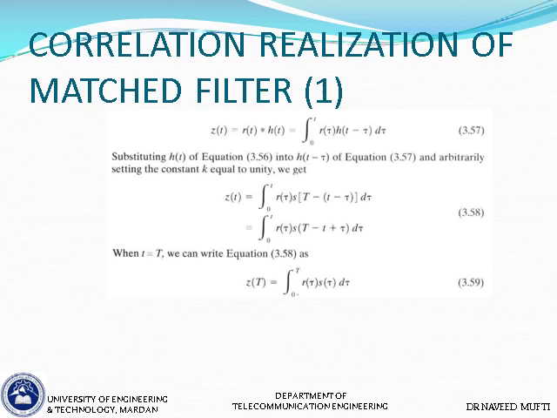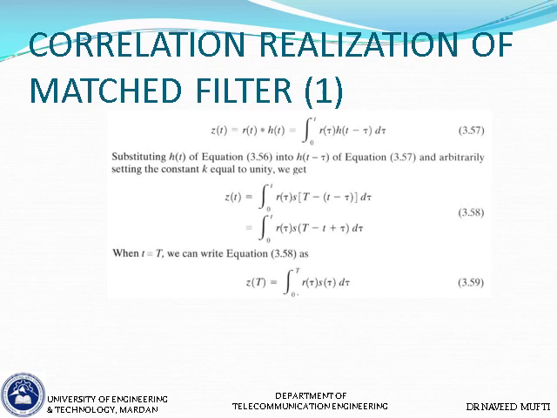Basically this becomes the equation, and the convolution can be written as an integral. In this equation, if we substitute h of t from the previous slide into h of t minus tau, and we assume that the constant k is unity, then after this substitution the equation changes into this, and when we open the brackets, it becomes this. When t is capital T, we can write this expression as this. Basically they both cancel, and this is what we are left with.